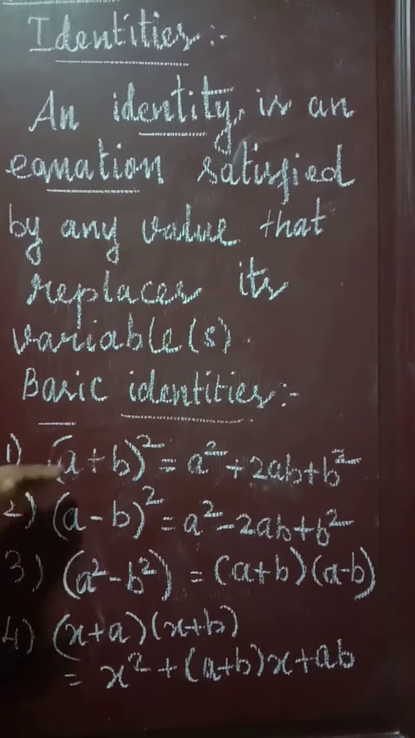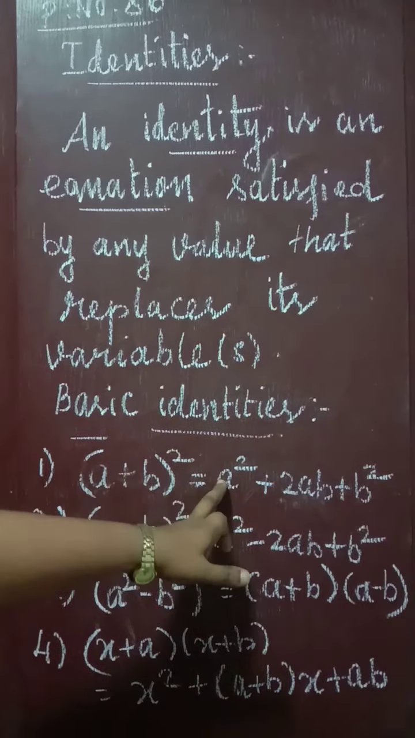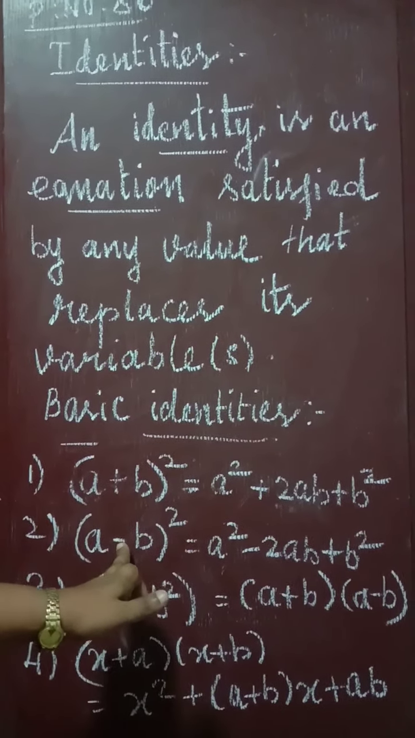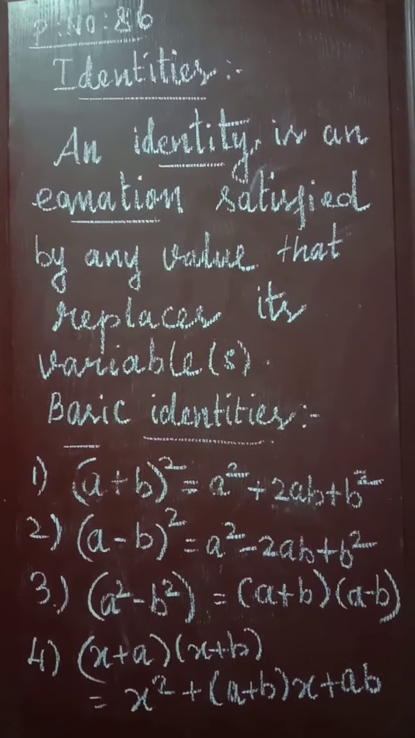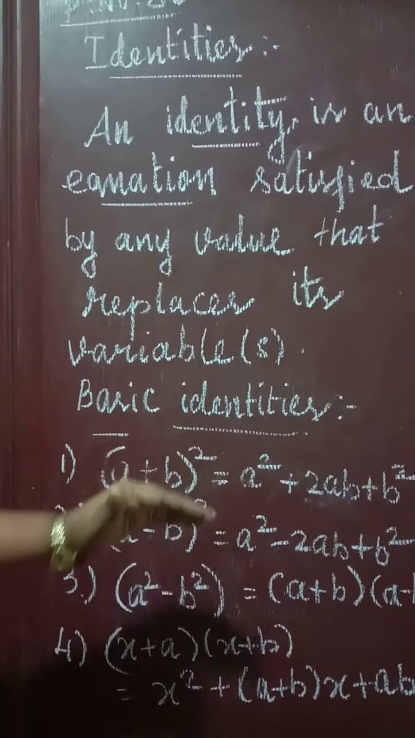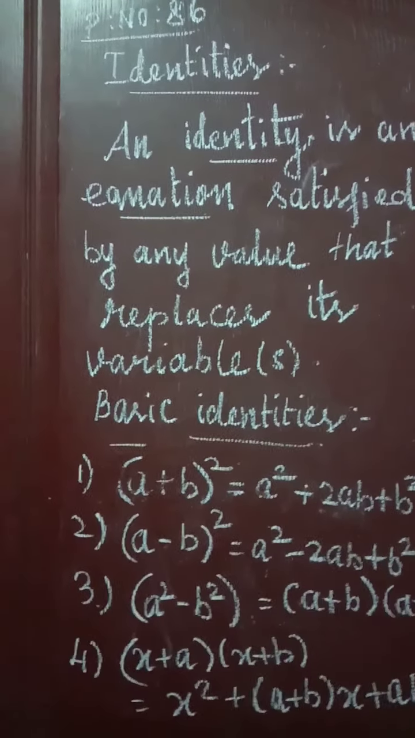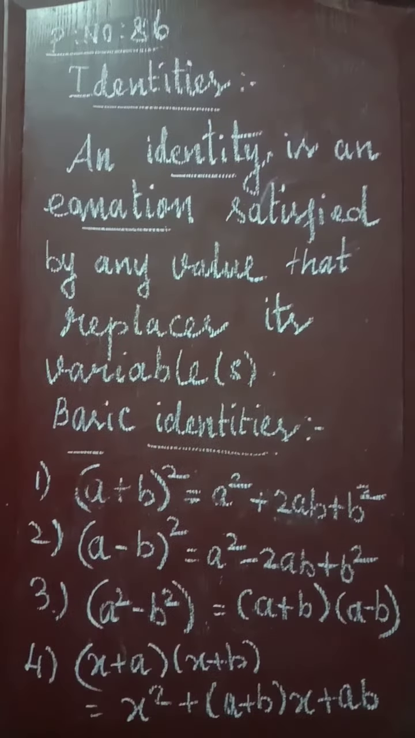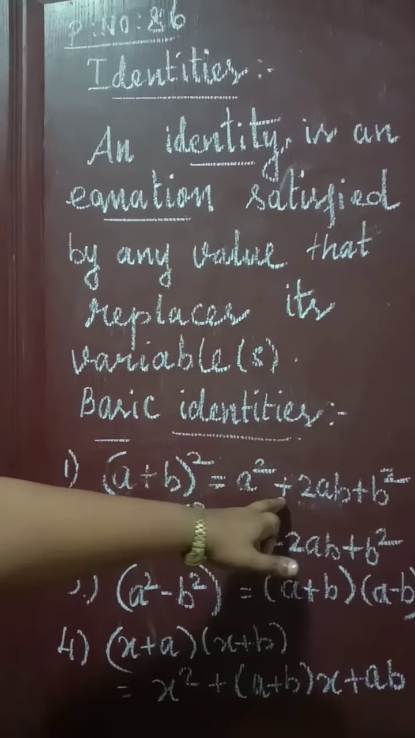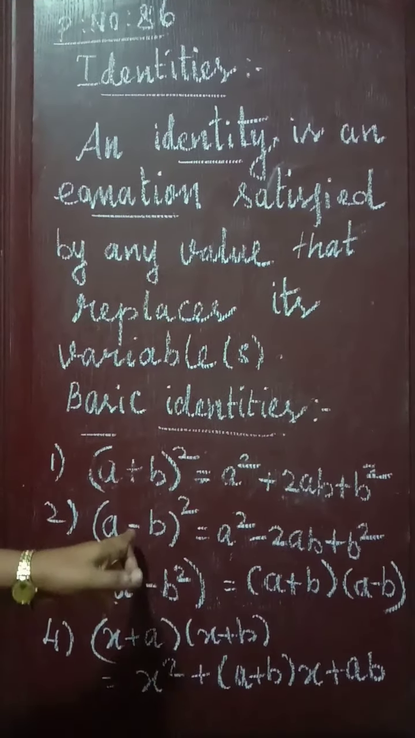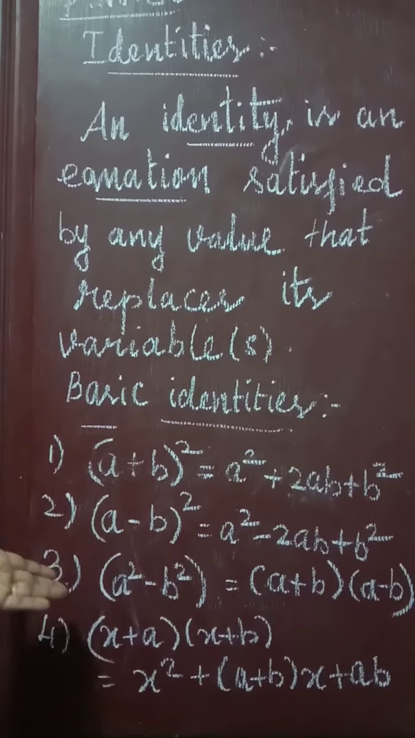Next one, same as a plus b, here a minus b the whole square. Here a square minus 2ab, here minus comes, here also minus. So a square minus 2ab plus b square. We apply these two identities in many sums, so you have to study these two identities. First one a plus b the whole square, next one a minus b the whole square. Only one thing changes: plus b means here plus 2ab, minus means here minus 2ab. So this is called an identity.